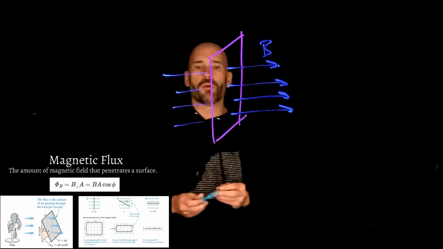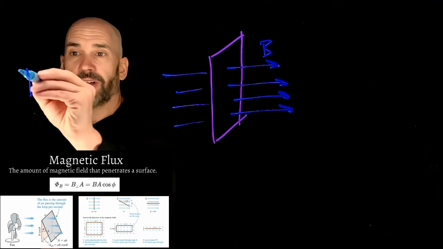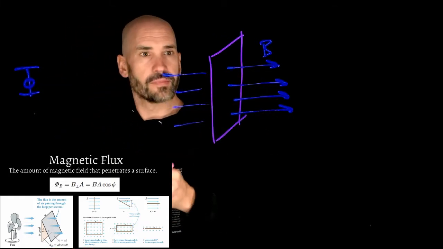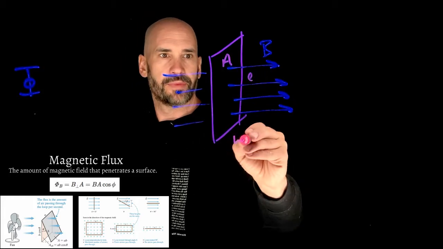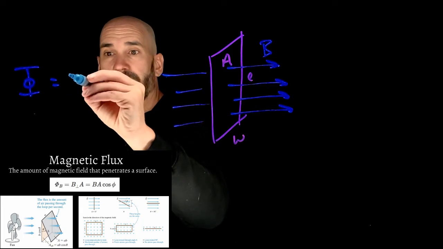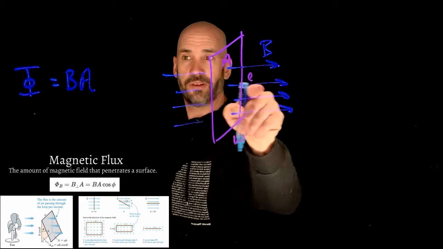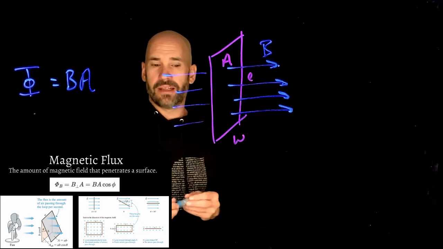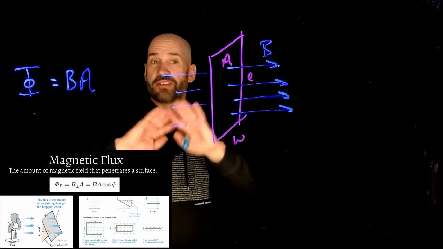The magnetic flux, in other words how much magnetic field is penetrating this area, is simply going to be B times the area. This has some area to it, some length times a width. How strong is the magnetic field times how big is the area that the magnetic field is moving through. And flux is a very common concept that shows up in all of the sciences.